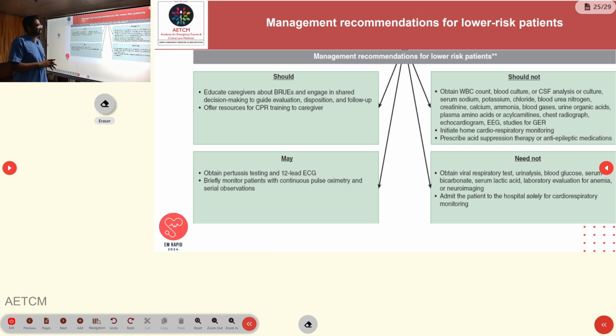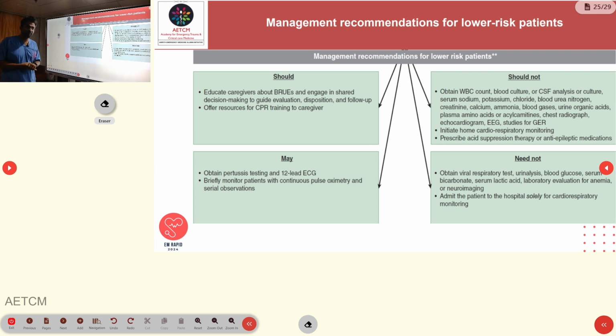So we will manage the patients of the lower risk category by multiple things that we should do, we may do, we should not do, and we need not do. The main things that we should do for lower risk patients are to support the caregivers and involve them in our decision making, and guide them in evaluation, disposition and follow up. And following it, we have to give them a CPR training course, which will relieve their fears.